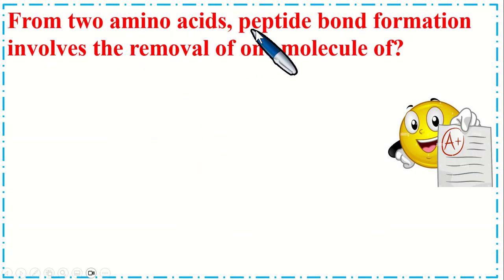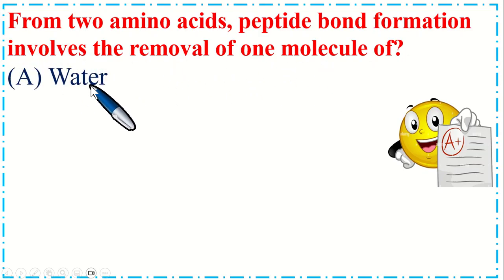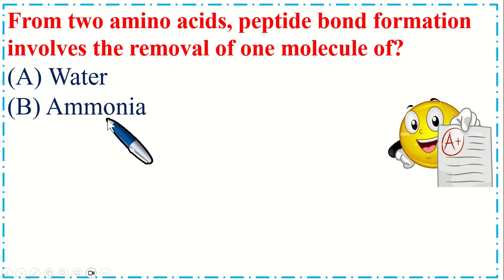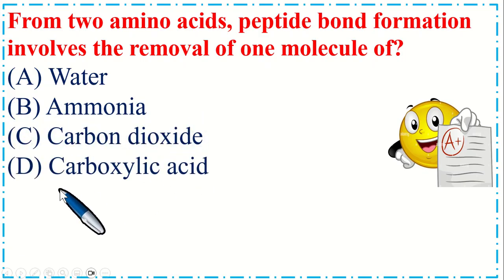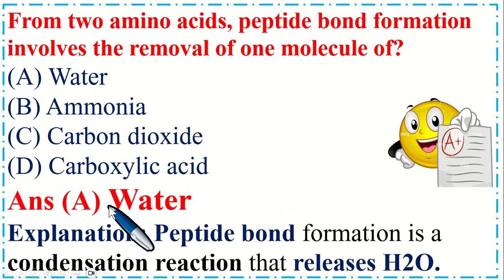From two amino acids, peptide bond formation involves the removal of one molecule of option A, water, B, ammonia, C, carbon dioxide, and option D, carboxylic acid. So the correct option is A, water. Peptide bond formation is a condensation reaction that releases H2O.